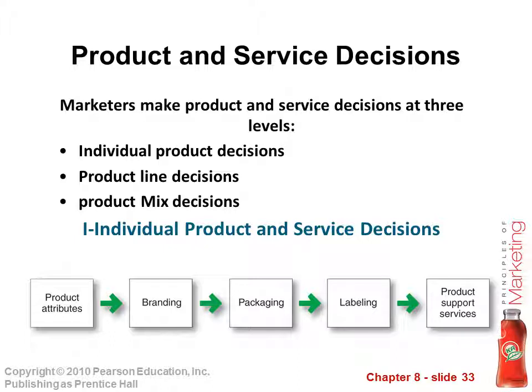At this point, we end part 1 of chapter 6 about product and branding decisions. In the next lecture, we will discuss some product and service decisions. These decisions may be for the individual product decision, the product line decision, or the product mix decision. All these points we will discuss in part 2 of chapter 6, in the next lecture.